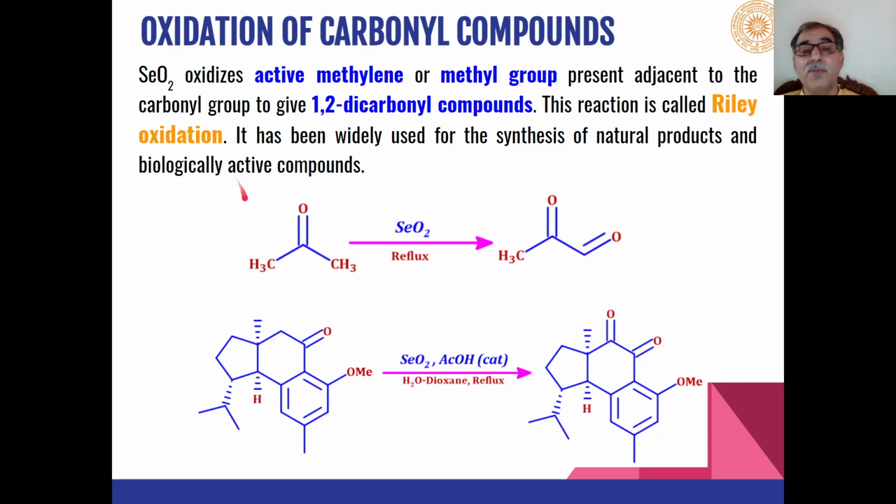Then carbonyl compounds are oxidized to 1,2-dicarbonyl compounds, and oxidation takes place in case of carbonyl compounds having an active methylene group or methyl group, which is present adjacent to the ketone or carbonyl group. For example, in case of acetone, this methyl group is adjacent to the keto group, and selenium dioxide oxidizes this group into a carbonyl, and we will get 1,2-dicarbonyl compounds as the product.